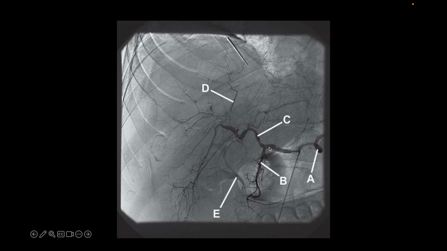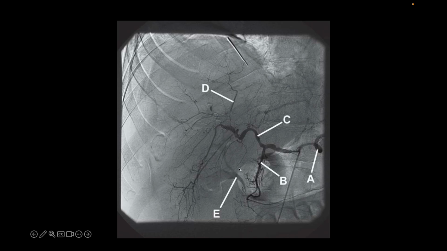A, again, ask yourself, what is this? It's got that typical look of the celiac axis and its arteries. So the splenic artery has this tortuous course going towards the spleen in this direction. B is therefore the gastroduodenal artery, which is the first branch after the common hepatic artery. C is the hepatic artery proper, actually.